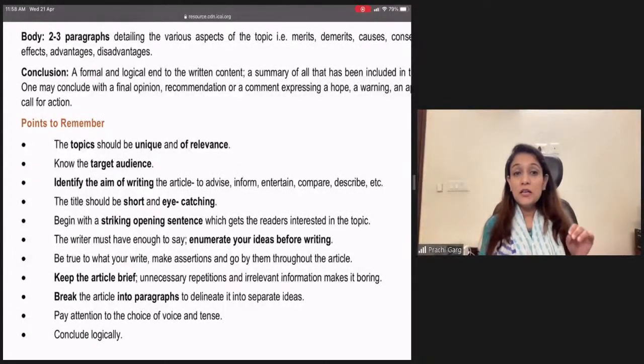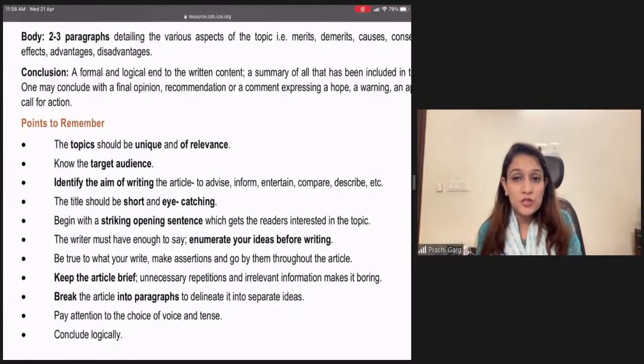Identify the aim of writing. It is to advise, inform, entertain, compare, describe, etc. What is the aim of your writing? What is the purpose of your writing? Now this one was to give information and to suggest, not to get it done.